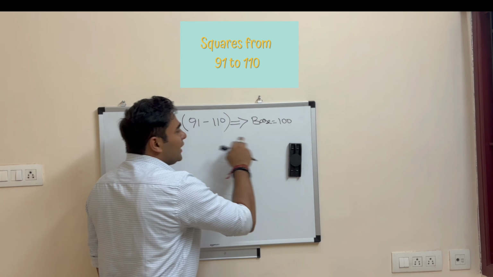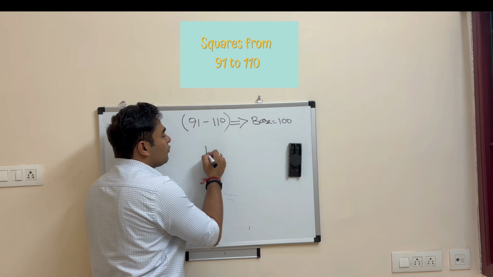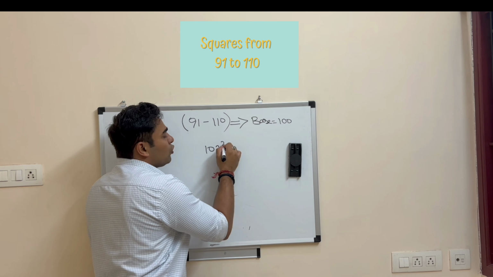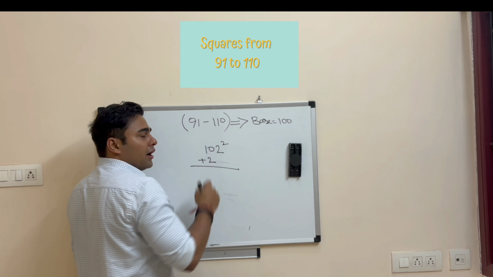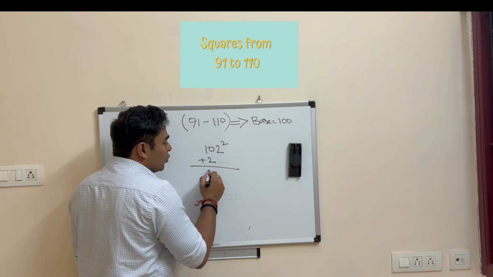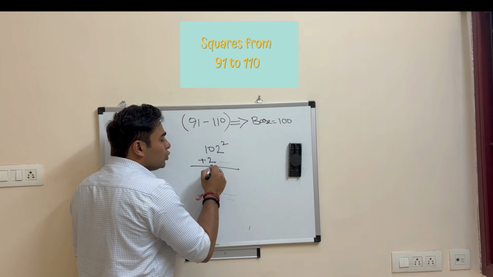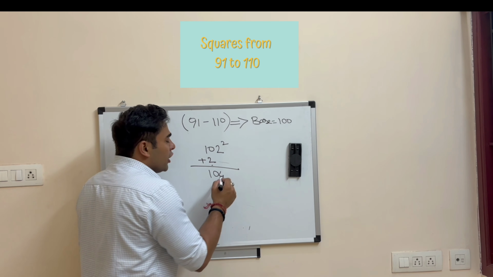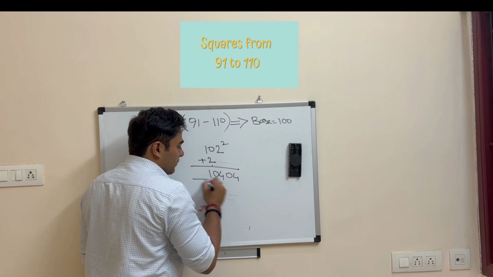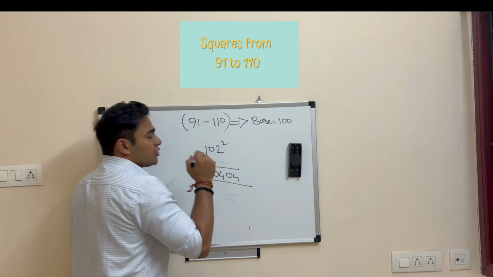Now I can also find those numbers which are in the hundreds. Let's say 102. If I want to find the square of 102, how much more than 100 is it? It is 2 more than 100. So 2 plus 102 is 104, and then 2 square, instead of writing it as 4, you will write it as 04. So this is your answer.